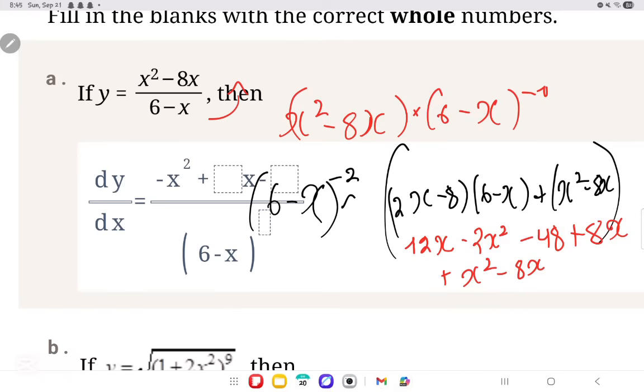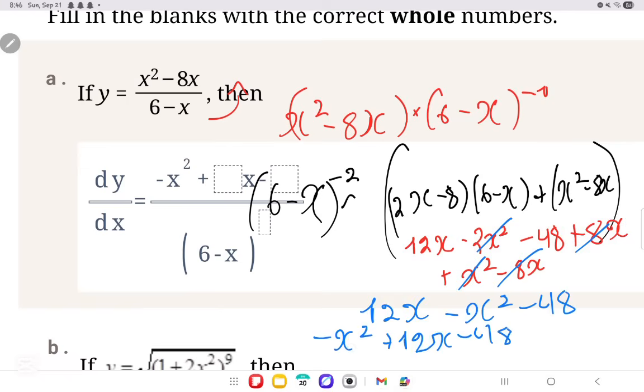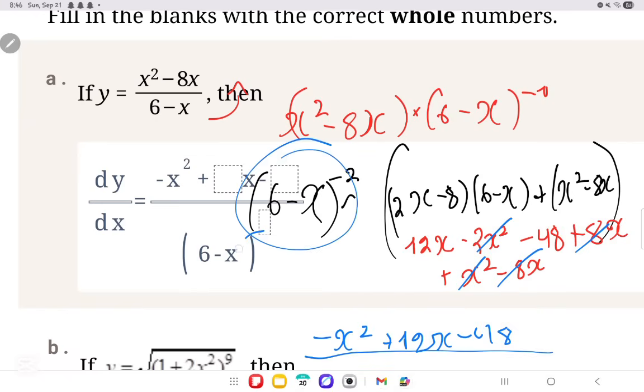So now if we simplify it, it's going to be 12x - x² - 48. If you put it in order, it's going to be -x² + 12x - 48. And it's over this, because you will bring it from the numerator to the denominator, because we cannot stand with the negative exponents. So it's going to be (6 - x)².